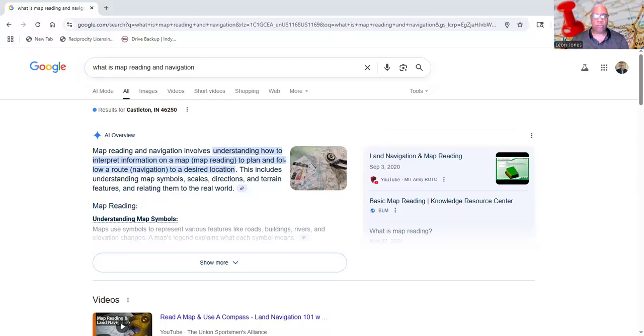First, I want to talk about this. What is map reading and navigation? Well, basically, map reading and navigation involves understanding how to interpret information on a map, which we call map reading, to plan and follow a route, which is navigation, to a desired location. This includes understanding map symbols, scales, directions, and terrain features, and you must relate them to the real world.